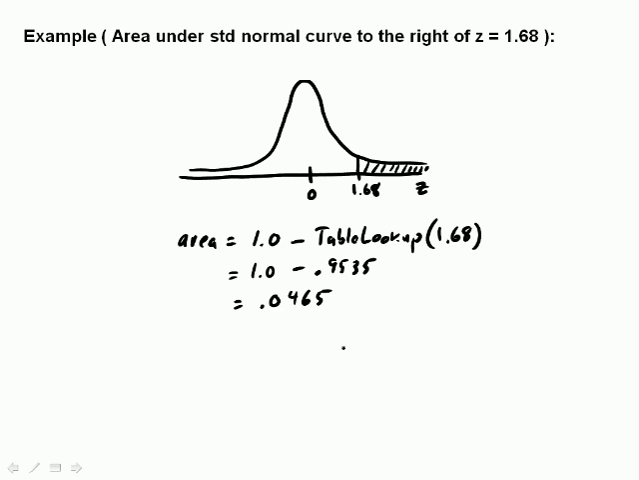0.0465. So this tail over here doesn't represent very much of the area, actually. It's only about 5% of the area. So if I change this to a percent, if I move the decimal over 2, it's about 4.65% of the area. And then if we round this off to the nearest percent, it would be about 5% of the area. So this tail over here represents about 5% of the data this time.